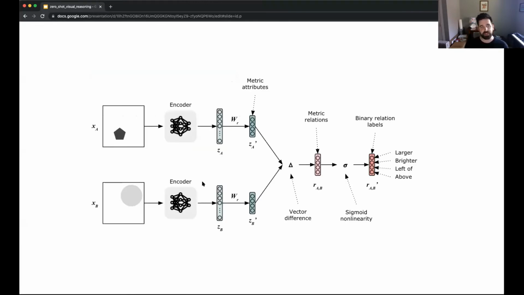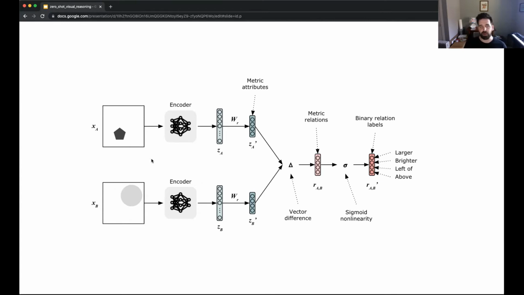Okay, so first, the representation learning. The model uses neural network components to extract vectors that represent both metric attributes and relations, such as brightness or size, and also categorical attributes and relations, namely shape. And we treat these two things differently. For metric features and relations, we train the model using a relational objective. What we do is we give the model two objects represented as images and ask the model to determine whether one is larger than the other, brighter than the other, and so on.